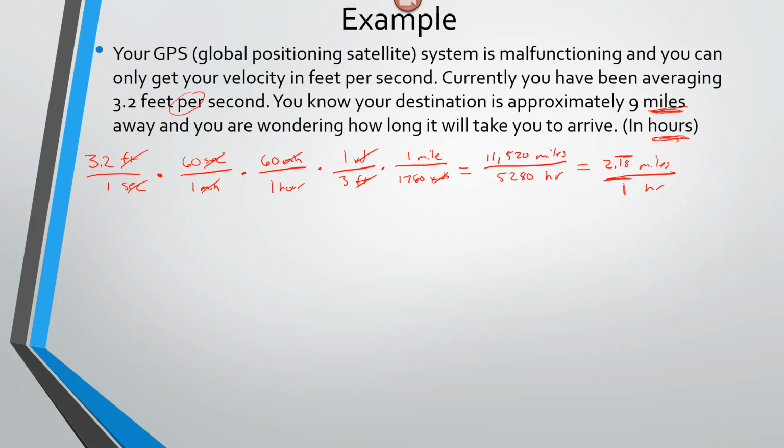So let's look at this. What happens if we flip this miles and hours here? So we do 1 hour, 2.18 miles, and then we multiply this by the 9 miles, and of course this is just going to be over 1. Miles cancel, right? And so we have 9 times 1, 2.18 times 1. So it ended up being 9 divided by 2.18, which is going to be 4.12 hours, which is the right answer.